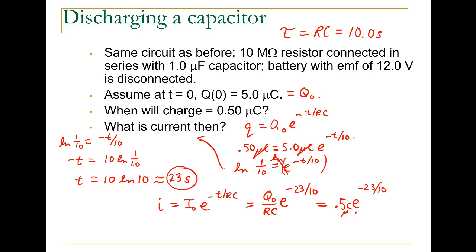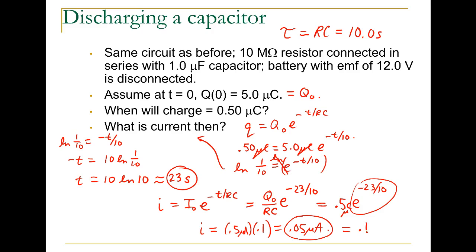And it turns out that, let's just calculate this out real quick. So this actually turns out to give us 0.5 microamps times 0.1. So e to the minus 23 tenths gives us 0.1. So our current is 0.05 microamps. Okay, so our current has decreased drastically. We could also say that it's 0.1 times the initial current. That's probably a better way to say it.